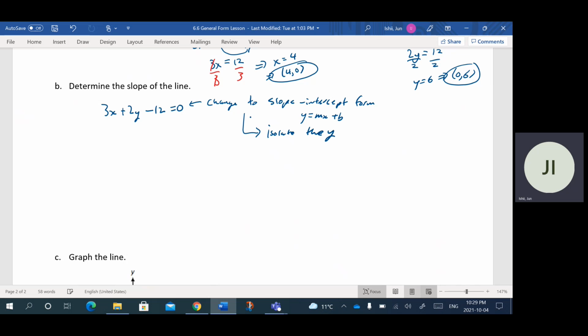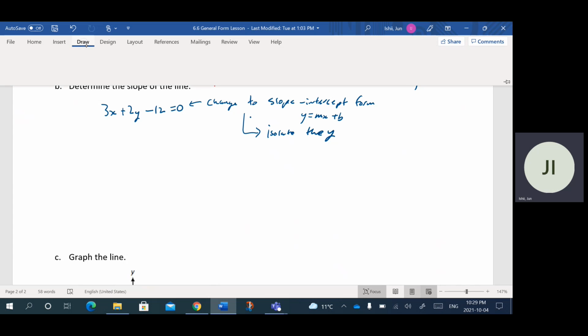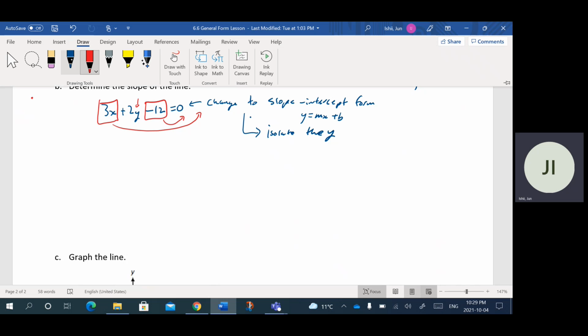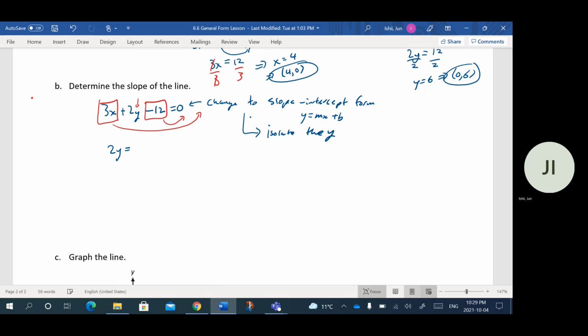What that means in terms of steps, so please follow along here. I want to get this y by itself. The first thing I'm going to do is take the 3x and the minus 12, and move them to the other side of the equation. When I do that, I'm going to have the 2y left over. Now it's going to equal negative 3x plus 12.